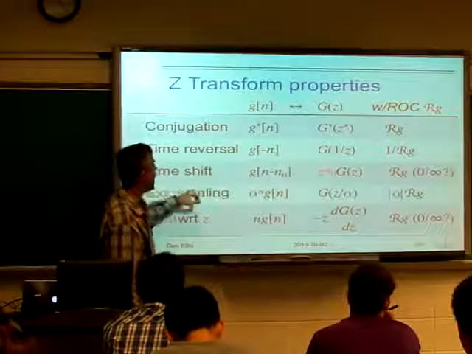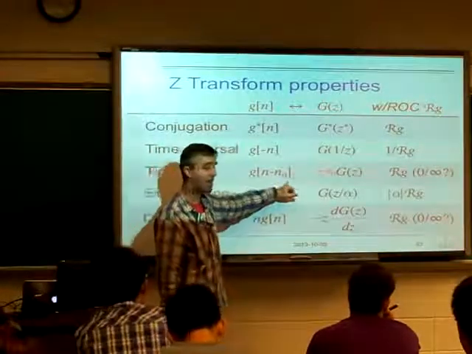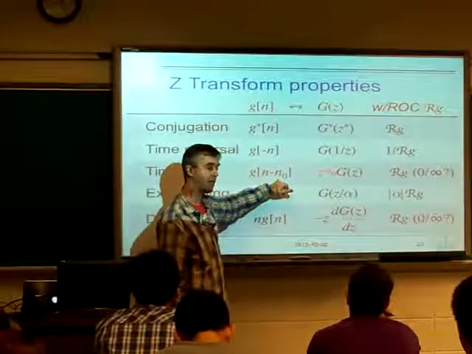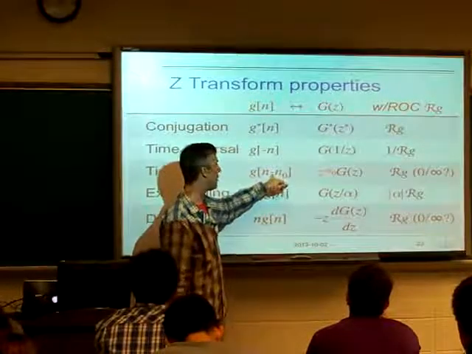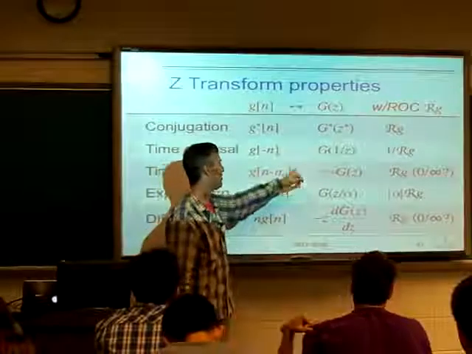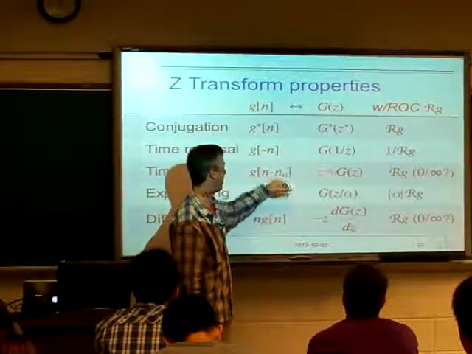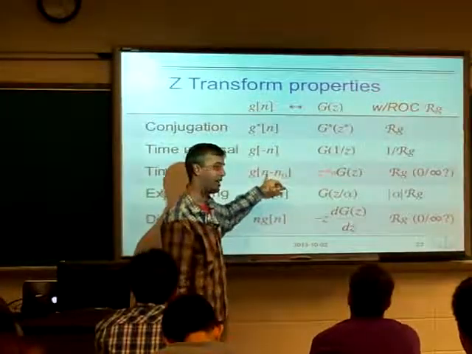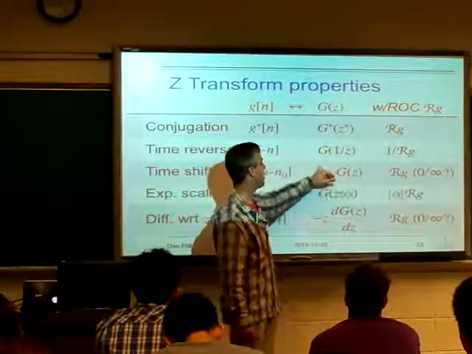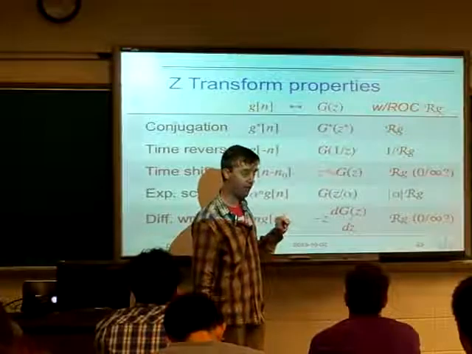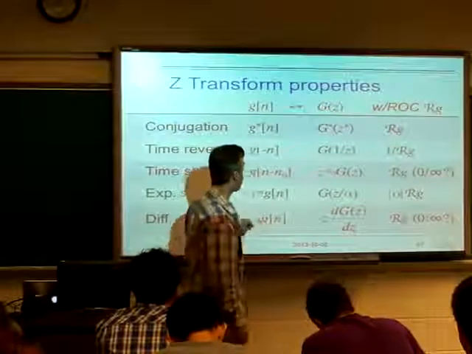Time shift. Again, this comes out very simply. If you plug it into the z-transform expression, then you can start separating out. You can do a change of variable to make it g of n dash, where n dash is n minus n0, and you just get G of z with a z to the minus n0 scaling factor.